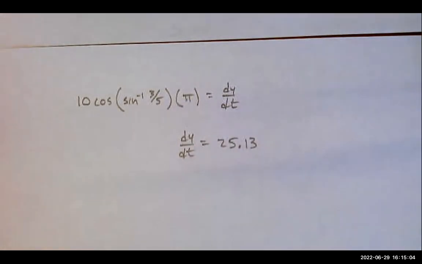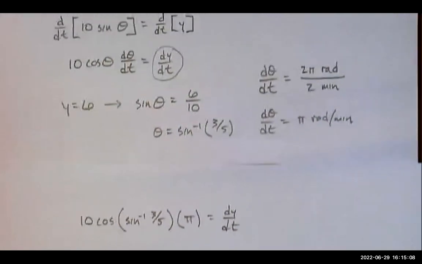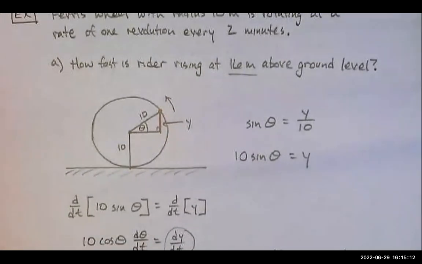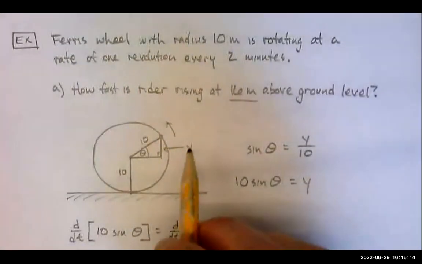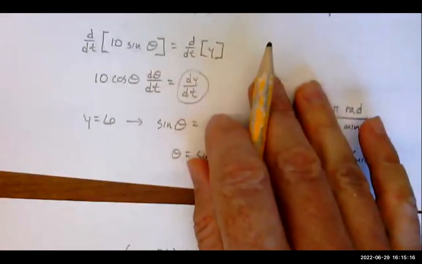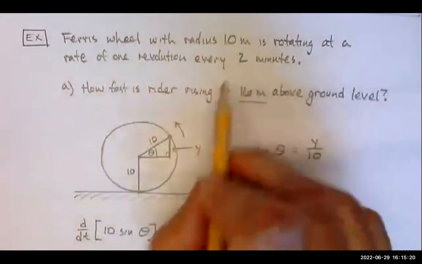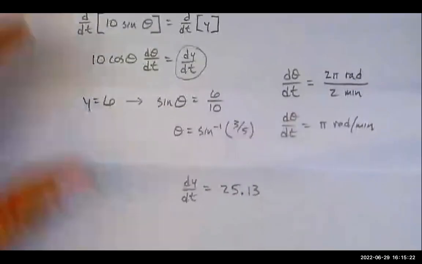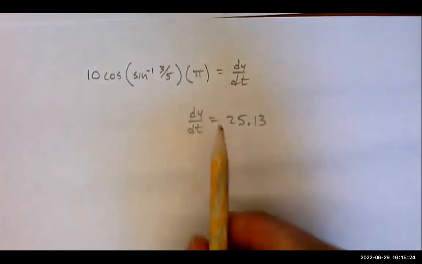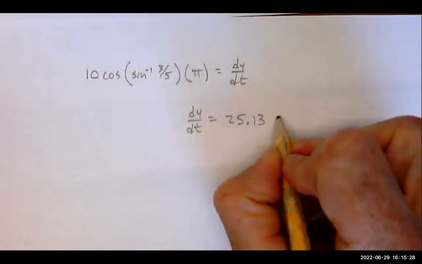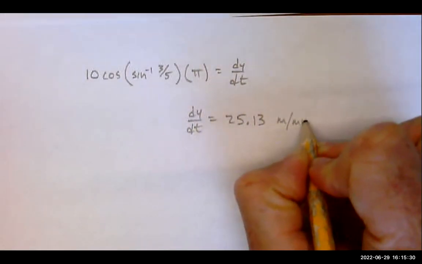Interesting, okay. What are the units on that? 25.13. Let's see. The units of y, 6, that was meters, right? 6 meters, time was 2 minutes, right? Units of y divided by units of time, meters per minute.